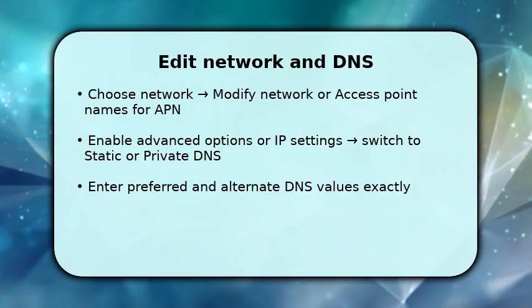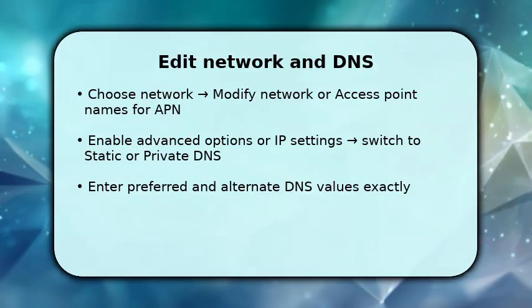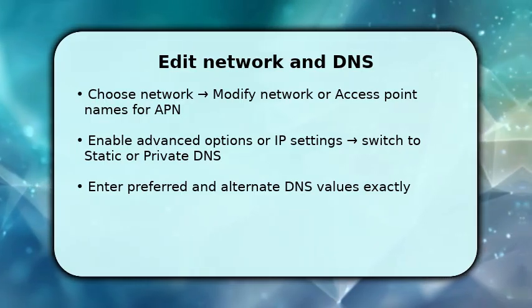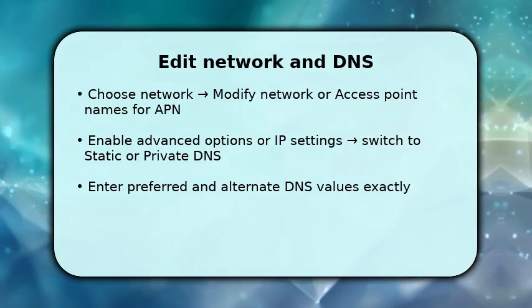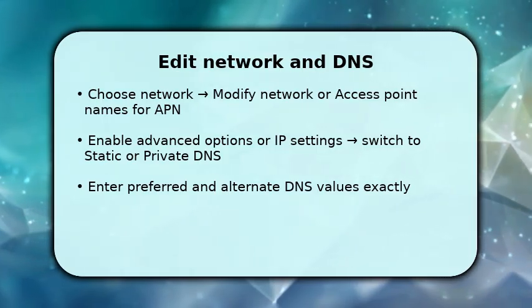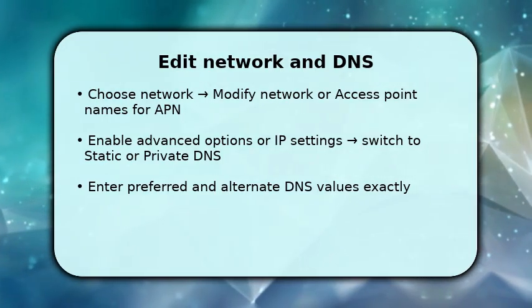You'll now modify the network details. Select the active Wi-Fi network and choose Modify Network, or for mobile data, edit the APN under Access Point Names. Once inside, expand advanced options and change IP settings to static if required, or use private DNS for system-wide DNS.